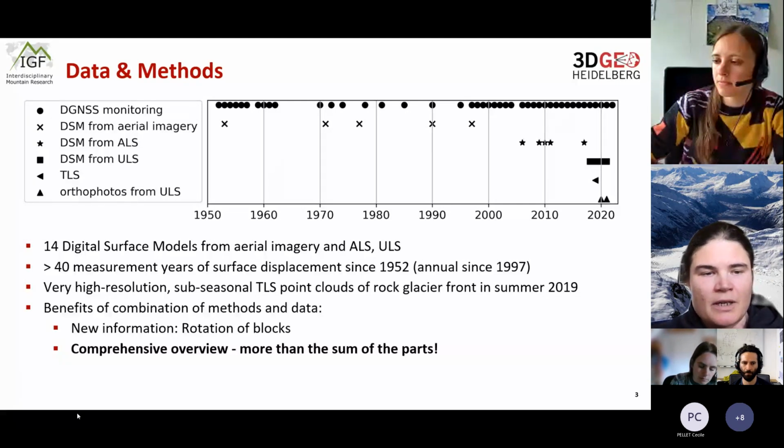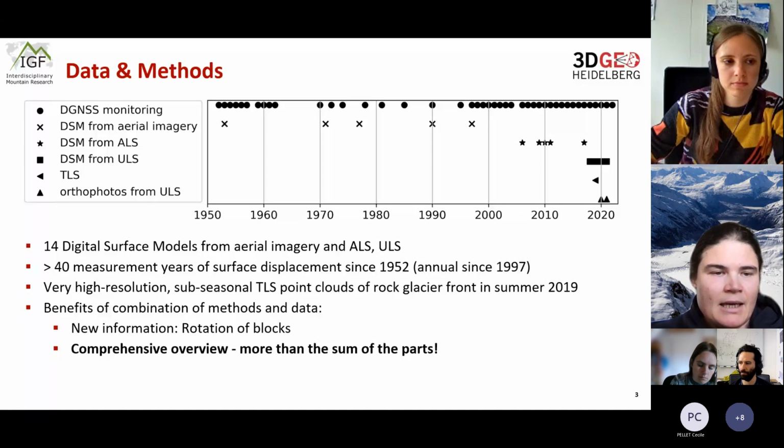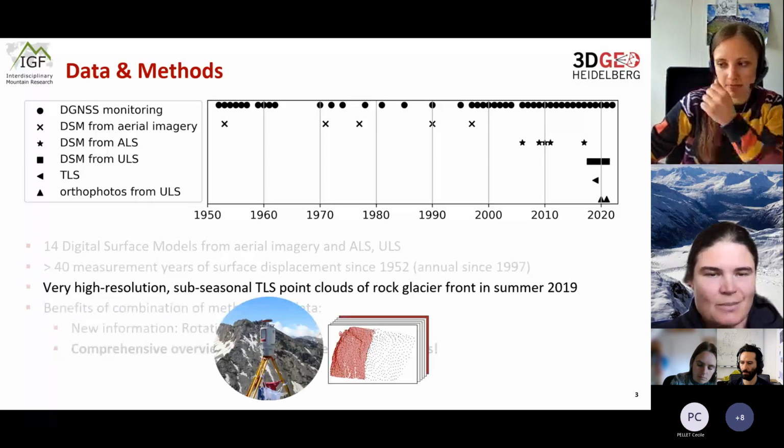I think what we're trying to say is that we really feel like combining all of this data gave us a much more comprehensive overview of what's happening. And I'm going to hand over to Vivien now for a closer look at this part.